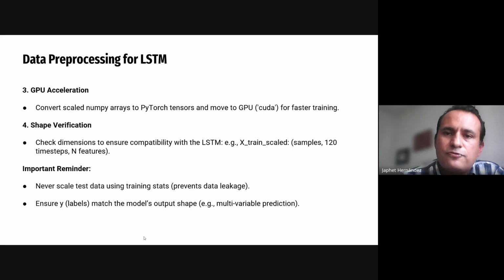Some tips for managing long short-term memory. It's very important to never scale the test data using the training stats. That is what we said before, just to prevent data leakage. And we need to verify that the dimensions of the y vector match the model's output shape for multivariable prediction. And in this case, in the project, we use GPU acceleration.